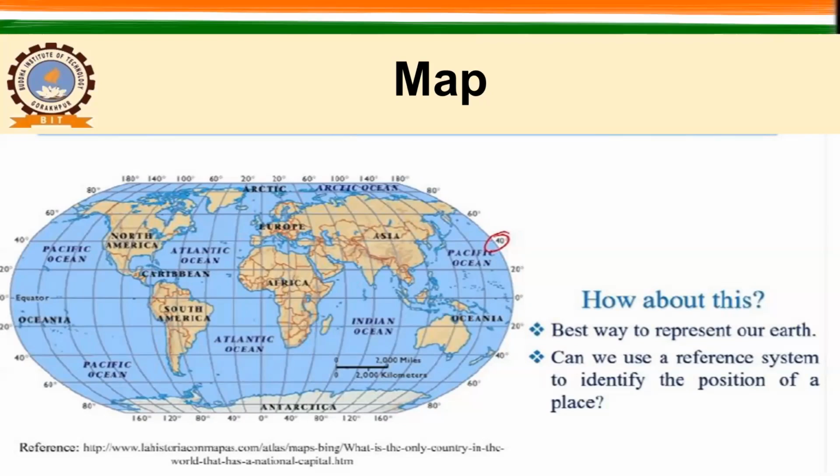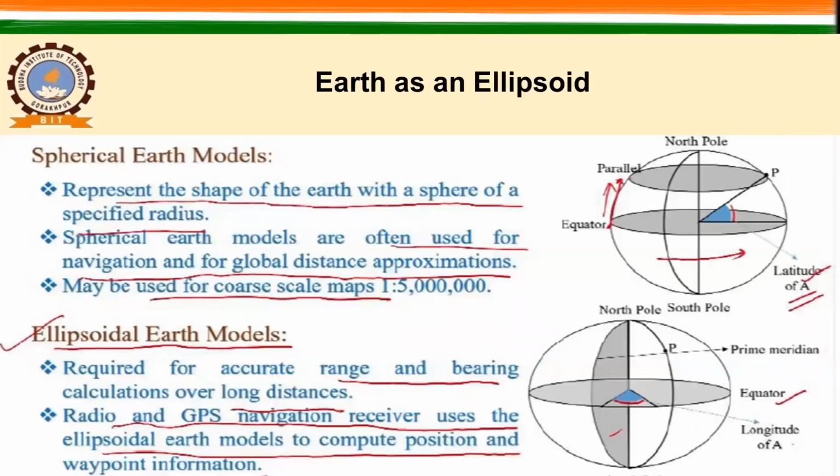For that, we always refer to our Earth as a spheroid or ellipsoid. Let us see what happens when we consider our Earth as a sphere, and what happens when we consider it as an ellipsoid. The spherical Earth model represents the shape of the Earth with a sphere of a specified radius, right? You might have seen this kind of figure in many places. Here basically this gives you the latitude and this is the parallel. This is your equator.